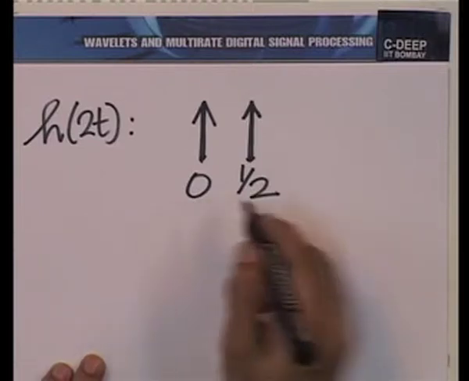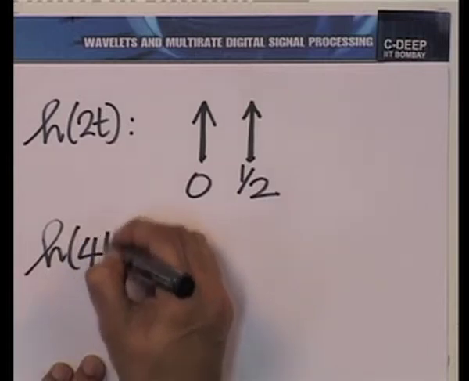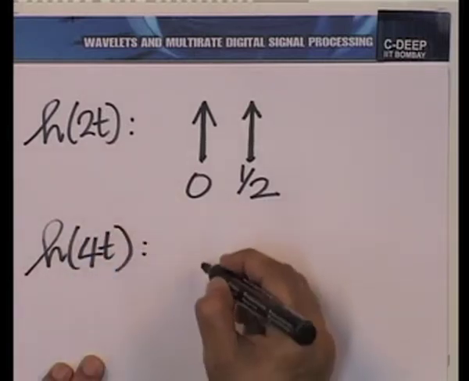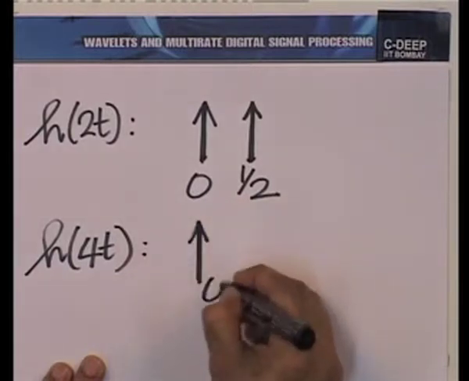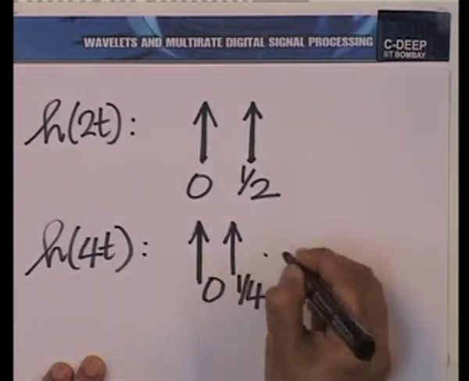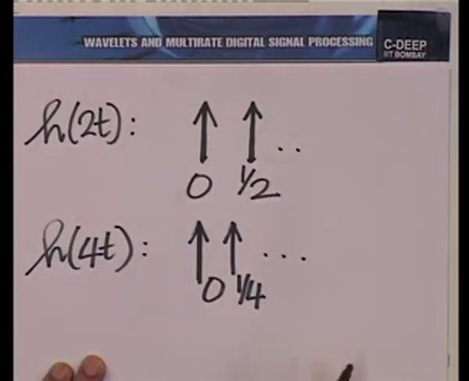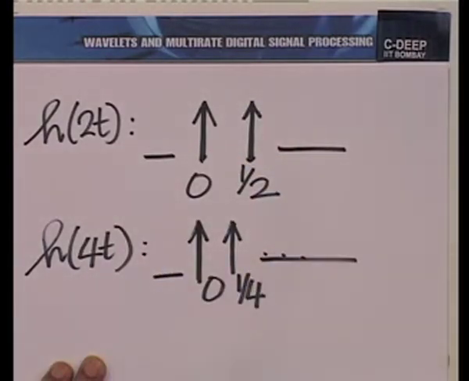So, this is what h of 2t will look like. There are impulses at 0 and half. H of 4t, for example, will look like this now. This one squeezed again by a factor of 2. There will be an impulse at 0 and an impulse at 1 by 4, and so on and so forth. Of course, the rest of it is 0, just 2 impulses.